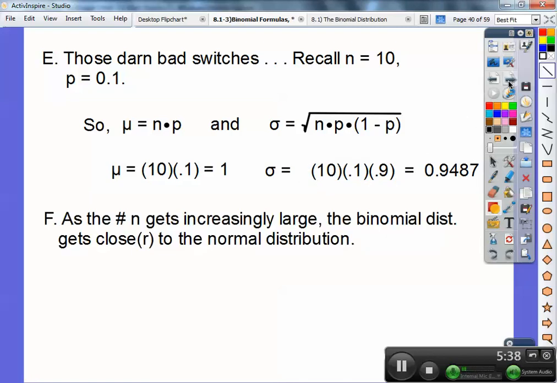Yep, there we go. Okay, so as the number n gets increasingly large, your binomial distribution will get closer to a normal distribution. So when the sample sizes you're picking get bigger, so instead of n equals 10, say I did n equals 100, it would start getting closer and closer to a normal curve.